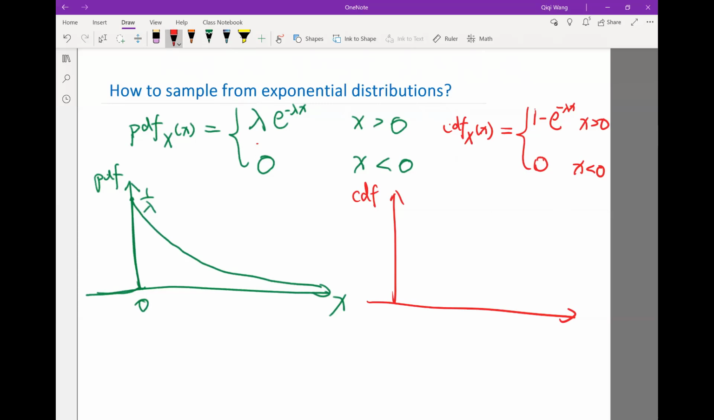Okay. So if you draw the CDF, what it looks like, of course, it asymptotes to 1 as x goes to infinity, and it stays 0 when x is negative, and then it goes like exponential to 1. That's what the CDF is.